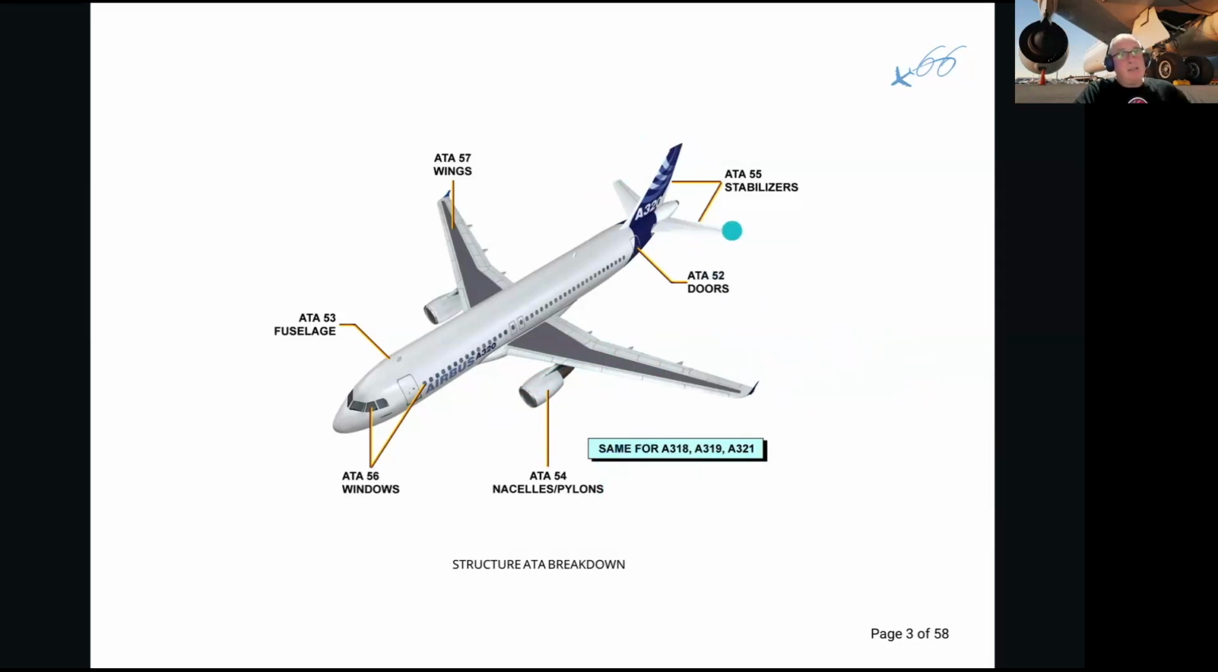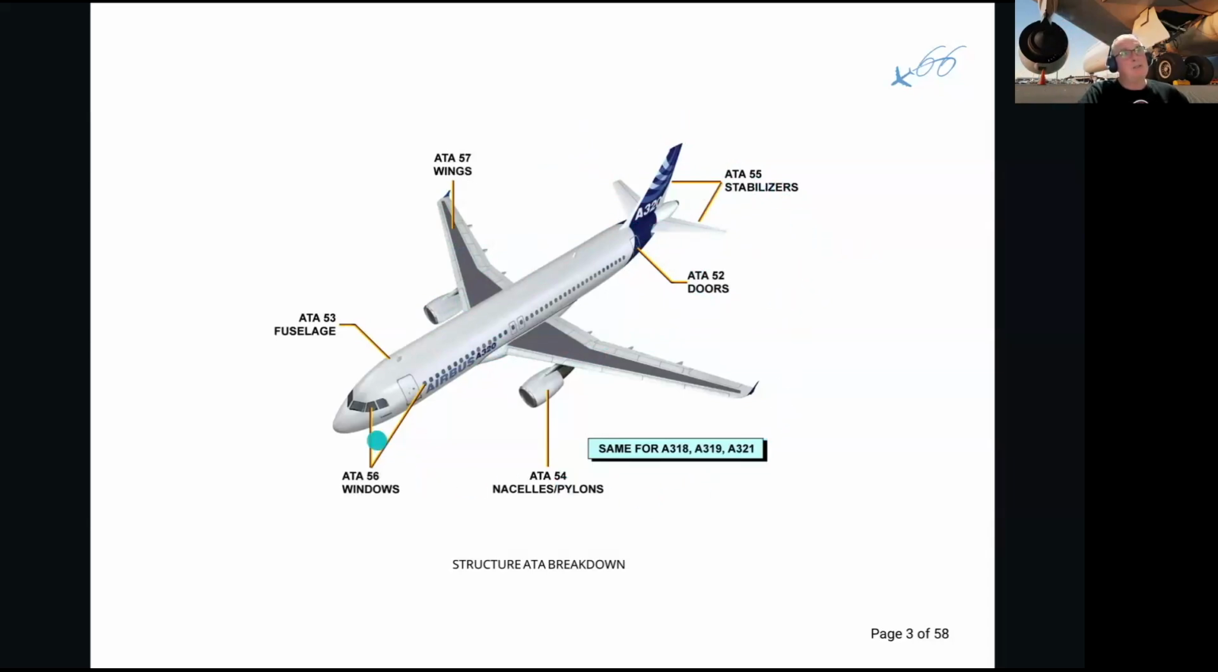55 are the stabilizers. Okay, so we have a horizontal stabilizer that pitches the aircraft in this axis, and a vertical stabilizer that moves the aircraft in what they call the Z-axis, in the yaw plane. And it gives the aircraft stability here at the back end when the flight controls or the engines are altering the aircraft's attitude.